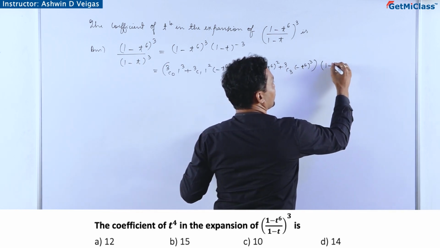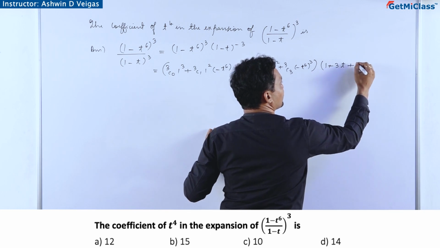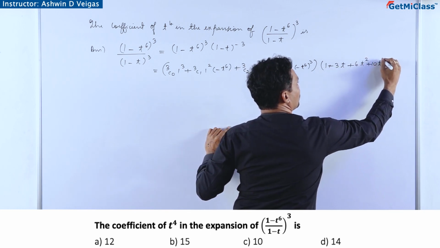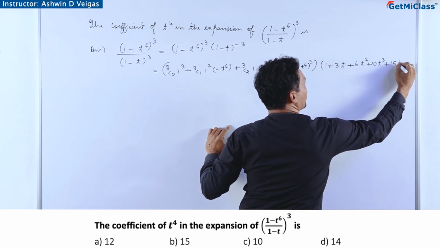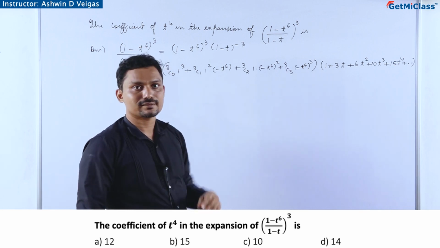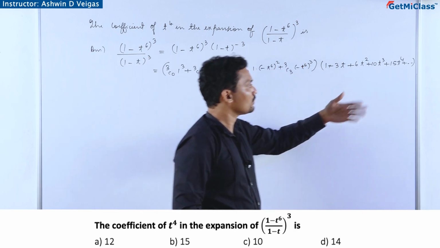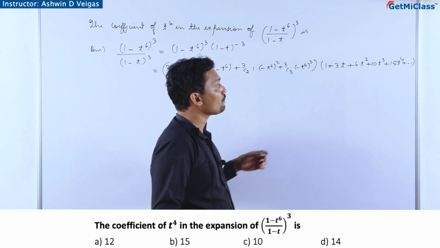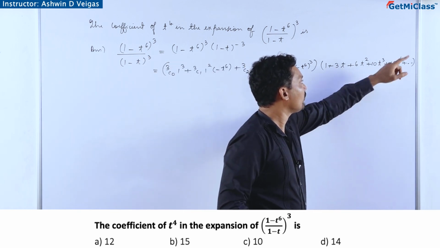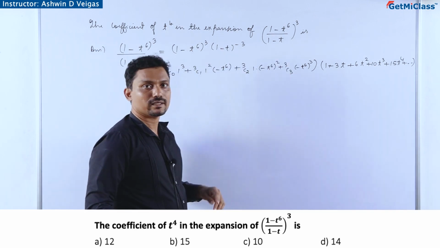So this expansion I will directly write as 1 plus 3t plus 6t square plus 10t cube plus 15t power 4 etc. Actually this is an infinite expansion, it will go on like this. But I have written how this 1, 3, 6, 10, 15 comes, you can just refer to the synopsis. And here if you see this, I have written only till t power 4 because I want the coefficient of t power 4, so the other ones I can ignore.